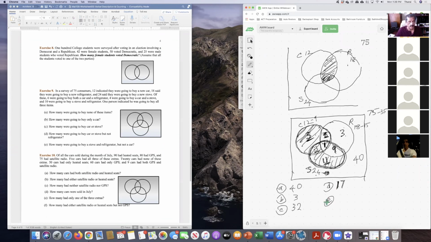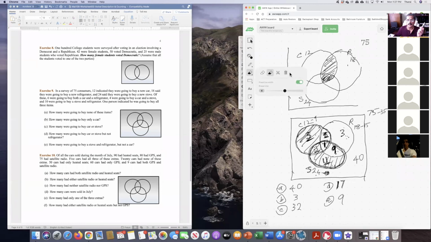Part E is how many are going to buy stove and refrigerator but not car? Stove and refrigerator but not car. Anybody? 23. Stove and refrigerator but not car. It's 9. These 9 people are buying both refrigerator and stove, but not car. This one person is buying refrigerator and stove and car, so he has to be eliminated from that. These 9 people are the only ones. Okay, everybody's good with that?